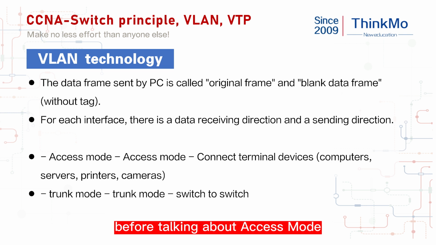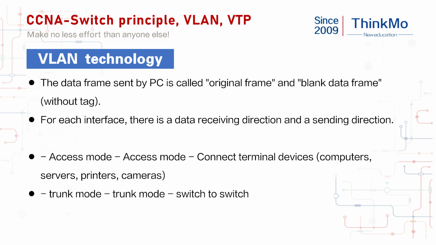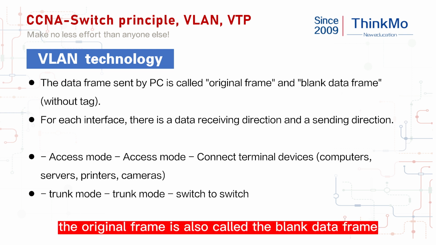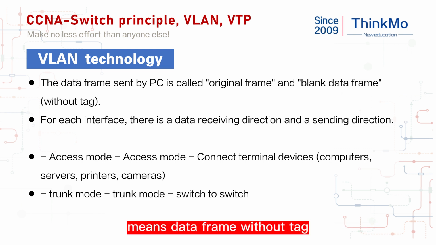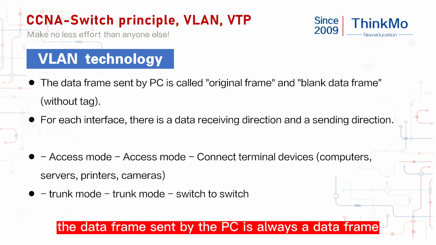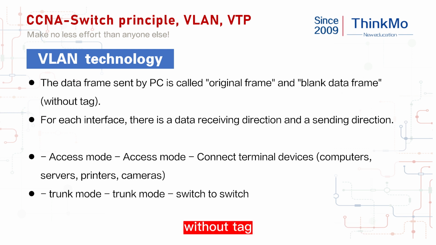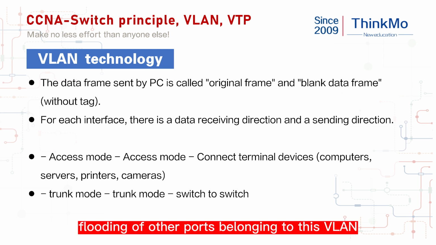Before talking about access mode, I should mention two other things. First of all, you need to know, the data frame sent by the PC is called the original frame. It has many names. The original frame is also called the blank data frame, meaning a data frame without a tag. The data frame sent by the PC is always a data frame without a tag. For switches, the switch will flood. The flooding principle of the switch is to flood on all ports except the receiving port that belong to this VLAN.